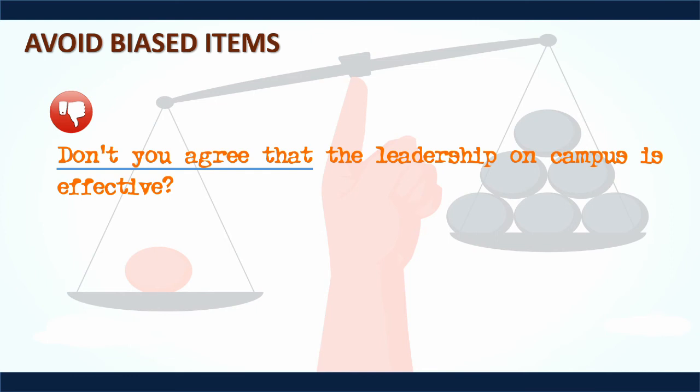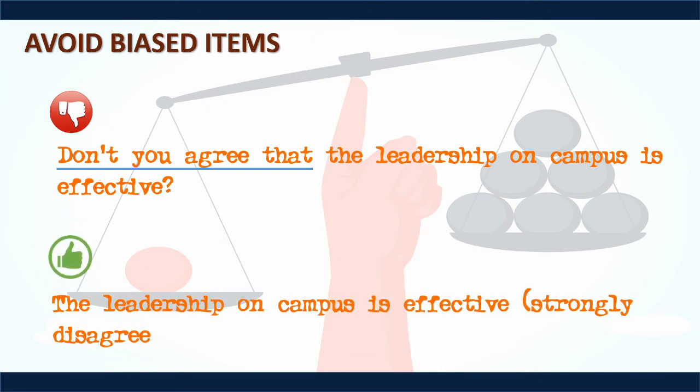is effective. A better way to frame the item would be in a Likert type question with the statement, "The leadership on campus is effective," with choices from strongly disagree to strongly agree. As you can see, the question makes no prior assumptions about the leadership on campus, so it's more fair and balanced. The next guideline is that you need to think about how the items in your measure are framed.